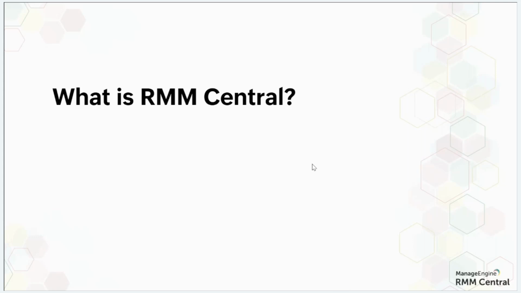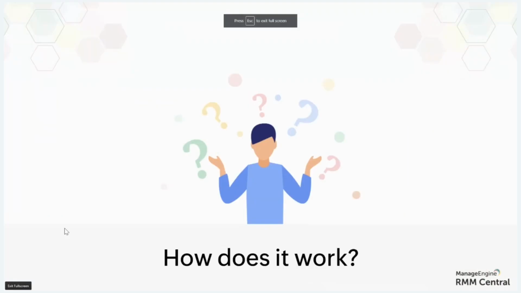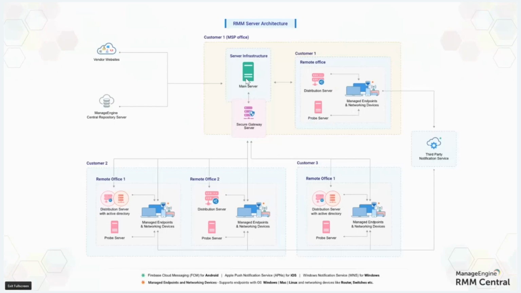With that being said, let's discuss how RMM Central works in the backend, and we will focus on each and every module of endpoint management within RMM Central in detail. So how does RMM Central work in the backend? To understand how RMM Central works, we need to understand its core architecture, its main components. It has three main components. One is a central server, the other one is the lightweight agent, and the next one is a probe.